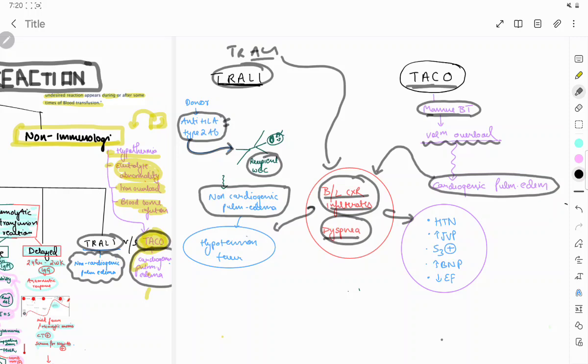A TRALI patient, because of these antibodies, is going to have hypotension, and because of this interaction will have fever. Contrary to this, a TACO patient is going to have hypertension. The classical feature which will be given in a clinical scenario in your question will be a patient with an increased JVP if he has TACO. He will have increased BNP in TACO. He will have a decreased ejection fraction in TACO.